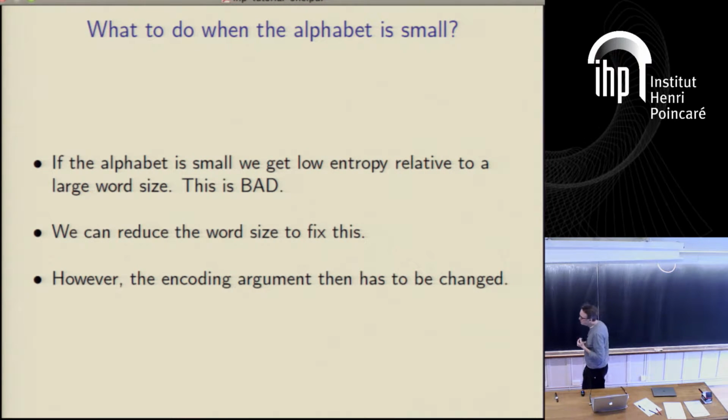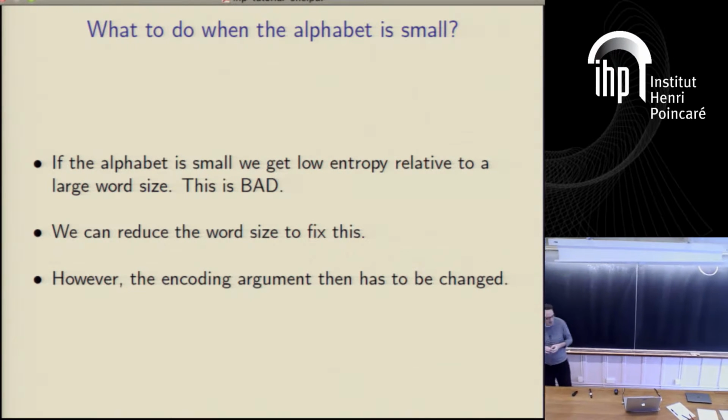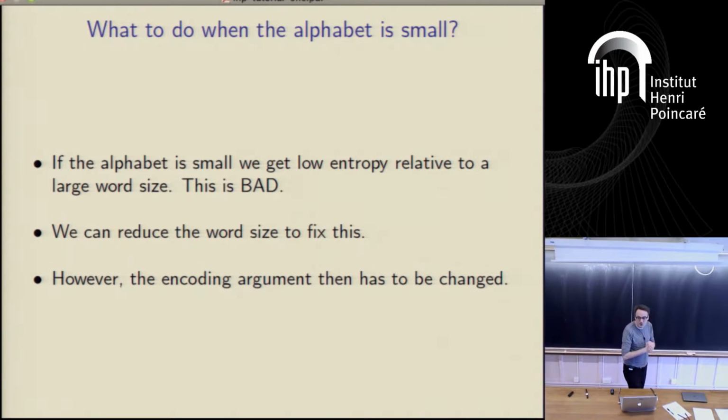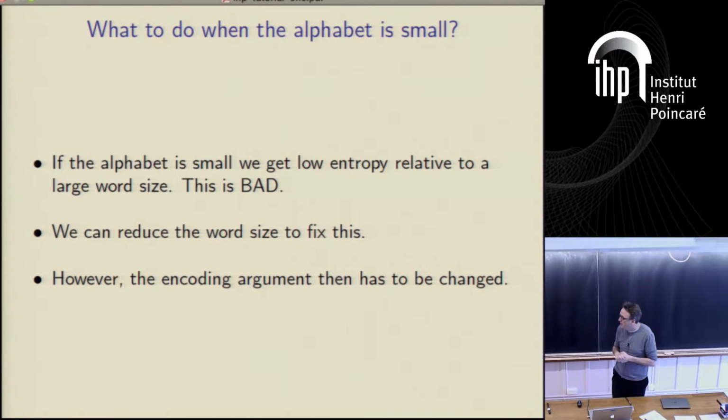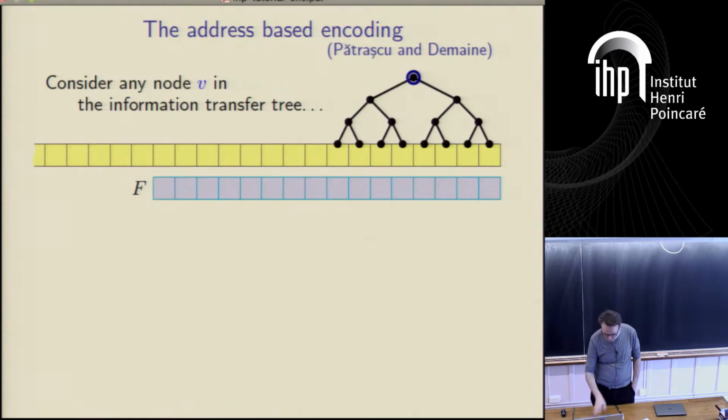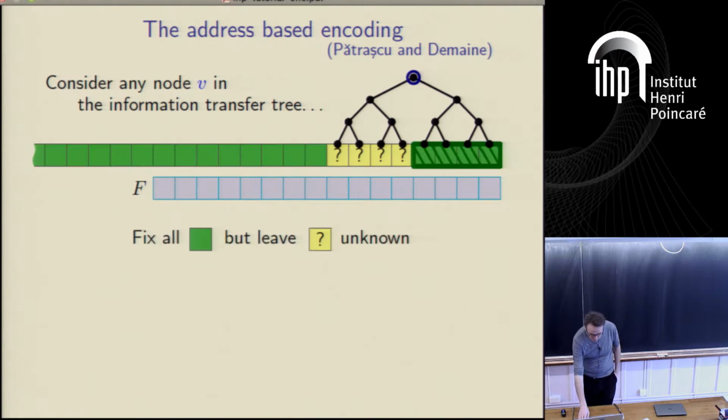Now we can just reduce the word size, you might say, and make the model slightly less realistic, but nonetheless. But then when we do that, we have to change the encoding argument. So I'll just tell you for a little bit now how you do that. It doesn't address the question that maybe we don't want to reduce the word size, but let's say we accepted that we were going to reduce the word size to cope with the small alphabet size. We still need to do some work to get things to function. Right. So we had our information transfer tree, if you remember it.